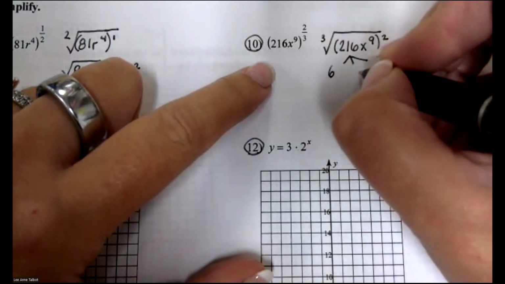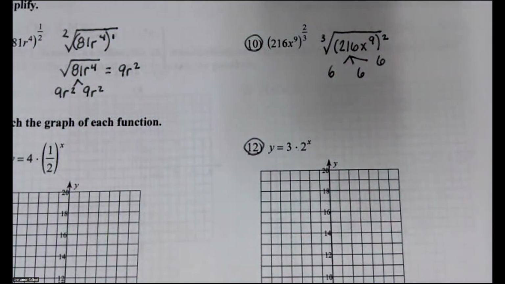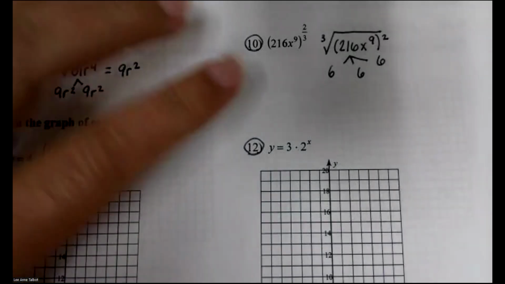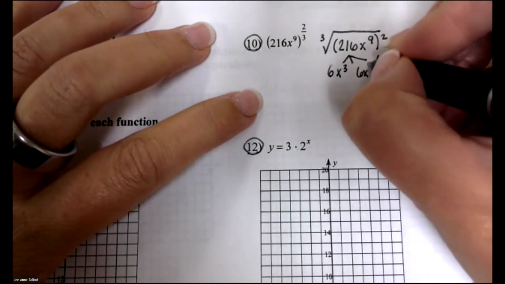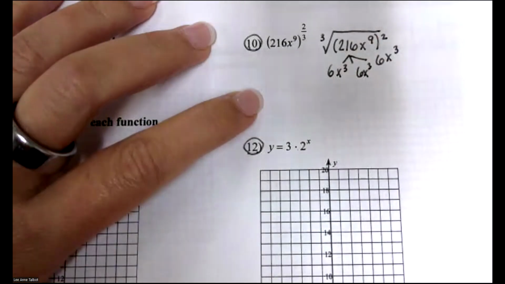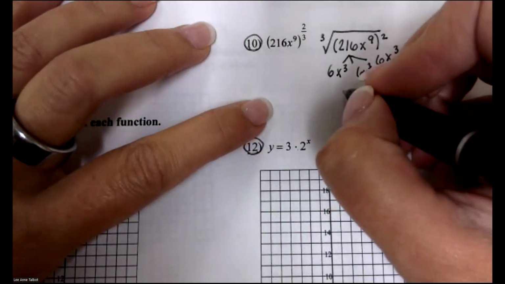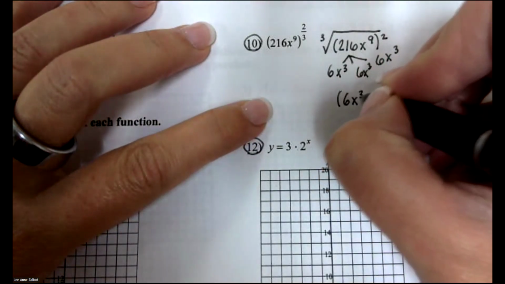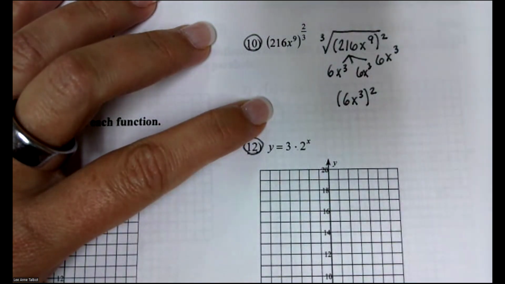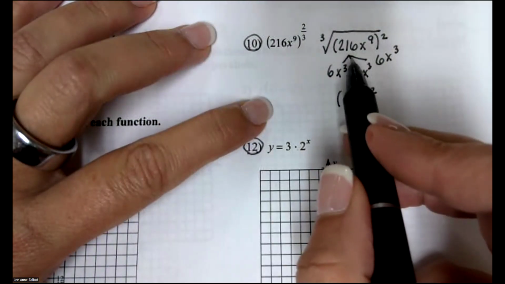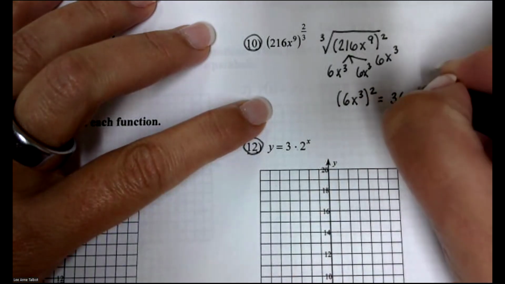6. Yep. Okay, what times what times what is x to the 9th? X cubed, x cubed, x cubed. Okay, so this is 6x cubed squared. So you do the cube root first. And this is 36x to the 6th.